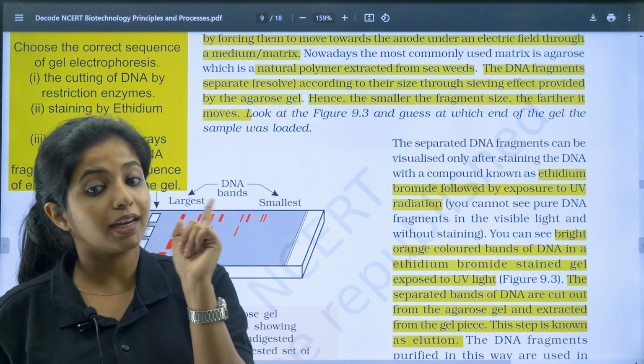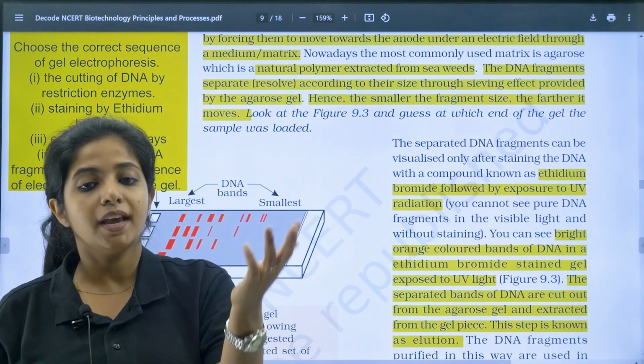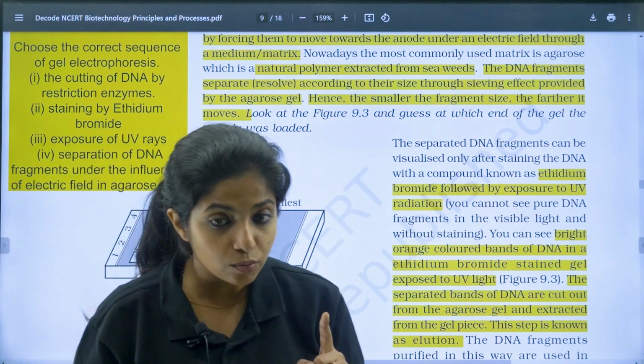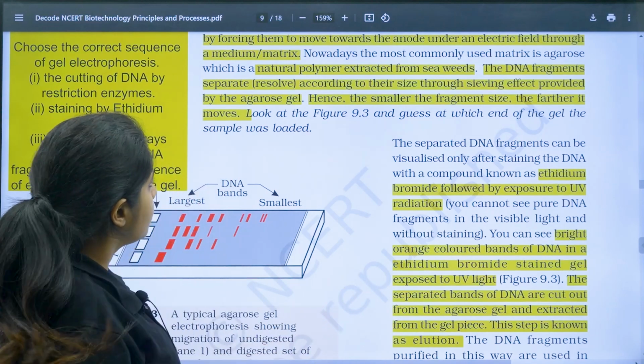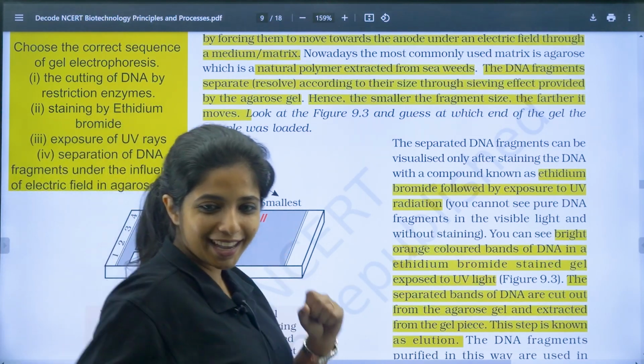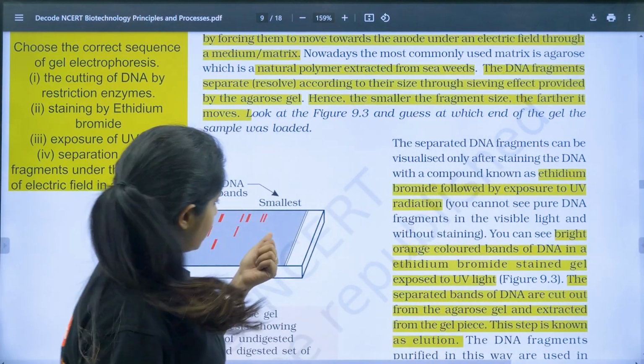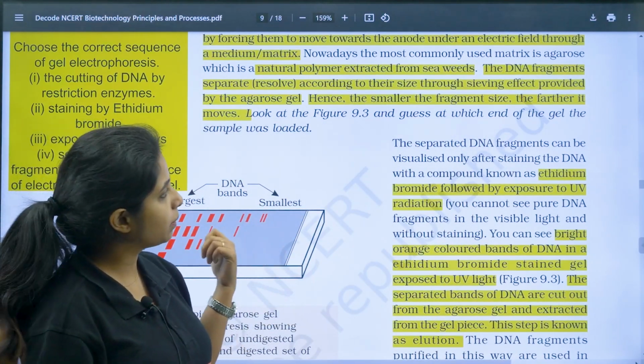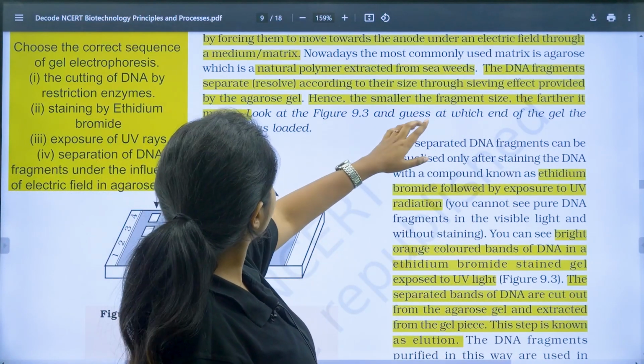Anions are negative, cations are positive, but here the opposite is happening. The anode, what is it? Positive, not negative. Please remember. So what will happen? The smaller fragments will move forward. Yay, we are small, we will move forward, and then they will reach over here. The larger ones cannot move as easily. So that is given over here.